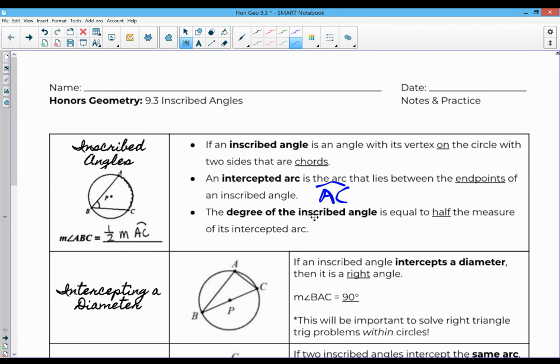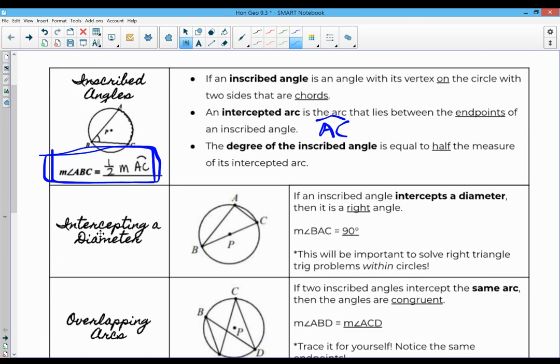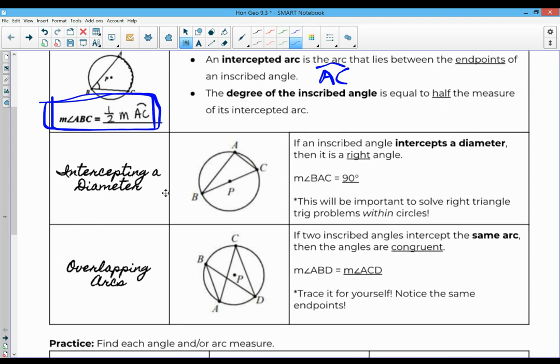The degree of the inscribed angle is half the measure of its intercepted arc. So this is a formula that is going to be important for us as we continue to move forward. Okay. Then when we intercept a diameter, like we see here, if an inscribed angle intercepts a diameter, the diameter being BC, now we have that inscribed angle BAC. If that happens, then it's a right angle, which makes sense because the semicircle would be 180 degrees. So that would be the intercepted arc, which would be 180 degrees, making angle A there a right angle.